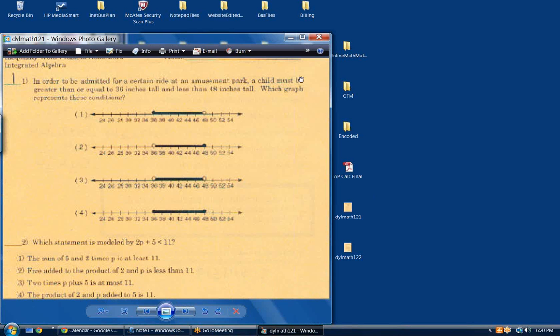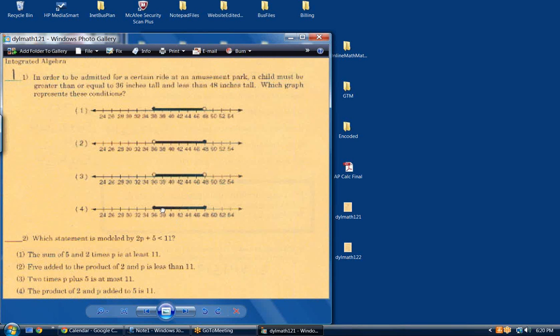In order to be admitted for a certain ride, a child must be greater than or equal to 36 inches tall and less than 48 inches tall. Which graph represents these conditions? What is greater than or equal to 36 and less than 48? I said number 1. Correct. Because it's got the closed circle there. That means the greater than or equal to. And it's got the open circle there, which means just less than 48. Okay, cool.